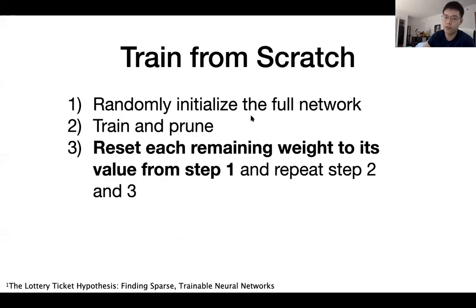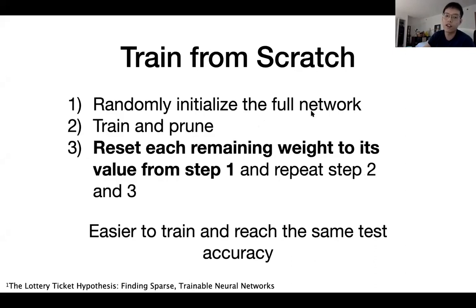So from this full neural network, we repeat step 2 and step 3. This is the only difference here. Instead of random initialization, every time after the pruning we reset back to the original weights from the initialization of the full network. What we'll find is that it is actually easier to train and reach the same test accuracy, and sometimes even better than the full neural net.